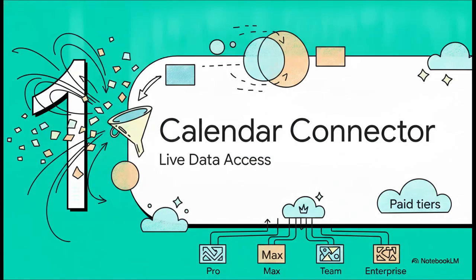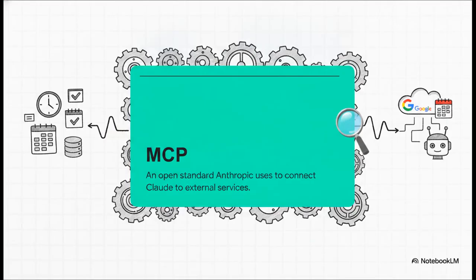Section 1, enter the calendar connector. Anthropic has actually solved this scattered data problem for users on paid tiers, Pro, Max, Team, and Enterprise. So what's under the hood? It's the Model Context Protocol, or MCP. This is an open standard, and this pre-built integration gives Claude secure, read-focused access to your real-world calendar data.